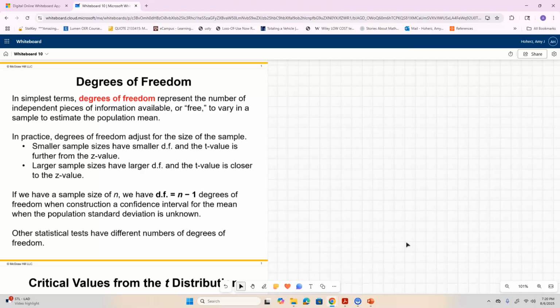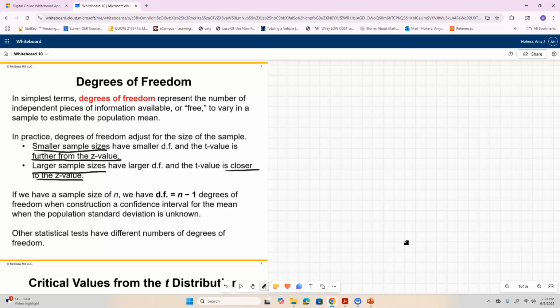So in practice, degrees of freedom adjust for the sample size. Smaller sample sizes have smaller degrees of freedom, and the t-value is farther from the z-value. So with a small sample, you're going to get your t-value, and if you compared that to the z-value, it would be quite a bit different. But if you have a larger sample, a better sample, because remember bigger samples are typically better, then you're going to get closer to the z-value.